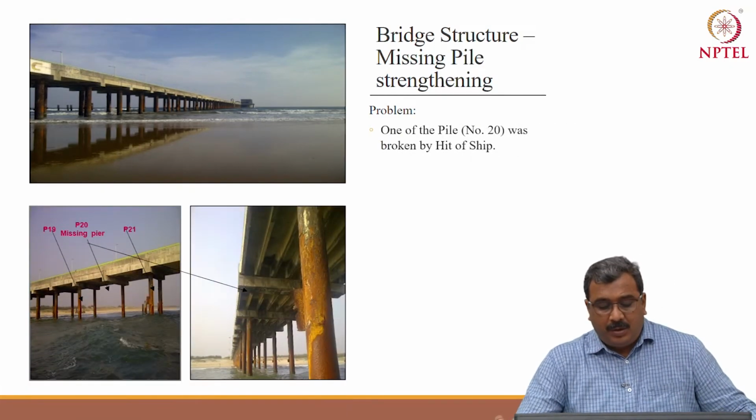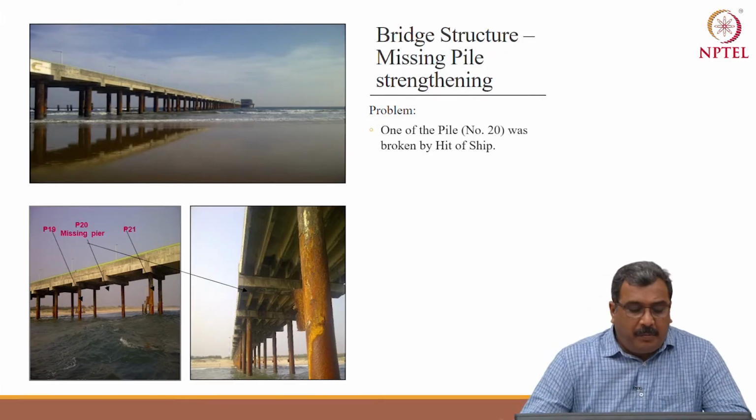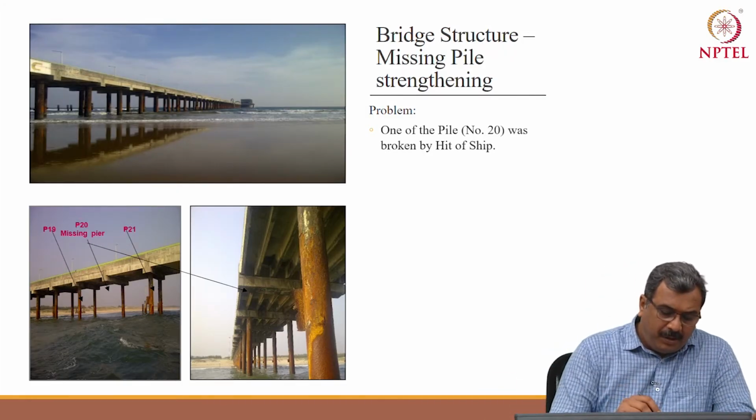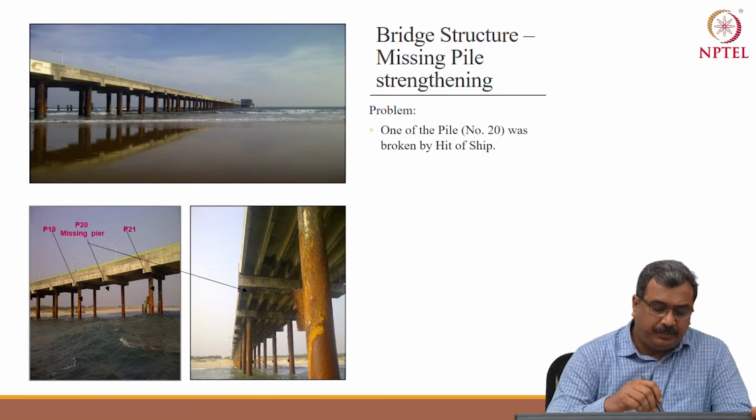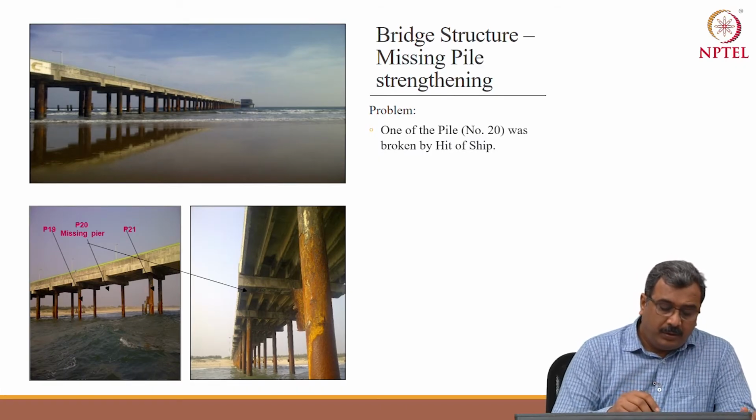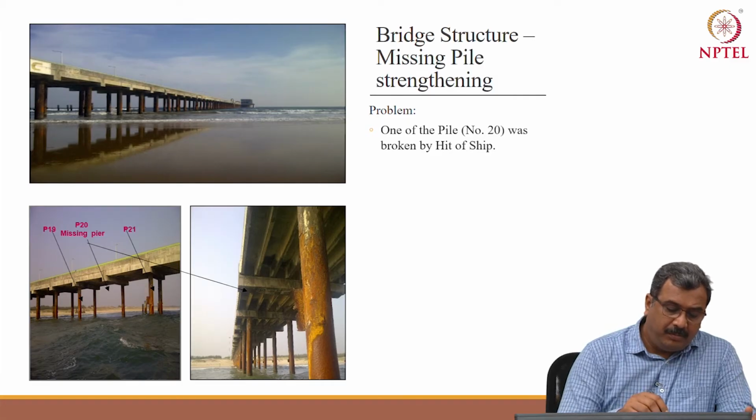Now, one of the piles, you can see pile number 20, was broken or damaged by a hit by a ship. So, this span is not safe. This is pile P19, this is P21 and pier 20 is missing.